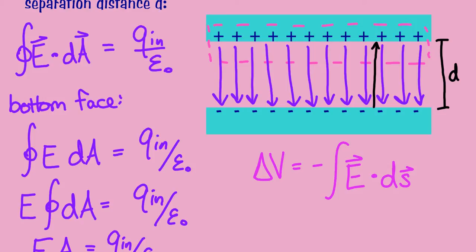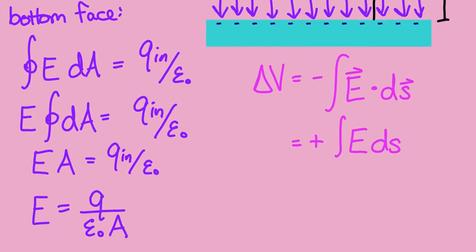And so that means that as I'm doing the E dot ds, the angle between E and that ds would be 180 degrees. And we know that the cosine of 180 is -1. So that means that that negative cancels out with the negative that's out in front of my integral. And then I just have E ds. Luckily, we also know that the electric field between the two plates is a constant. So I can pull that out. Then I have the integral of ds. And that's just E times the distance I moved. And in this case, the distance I moved was D.